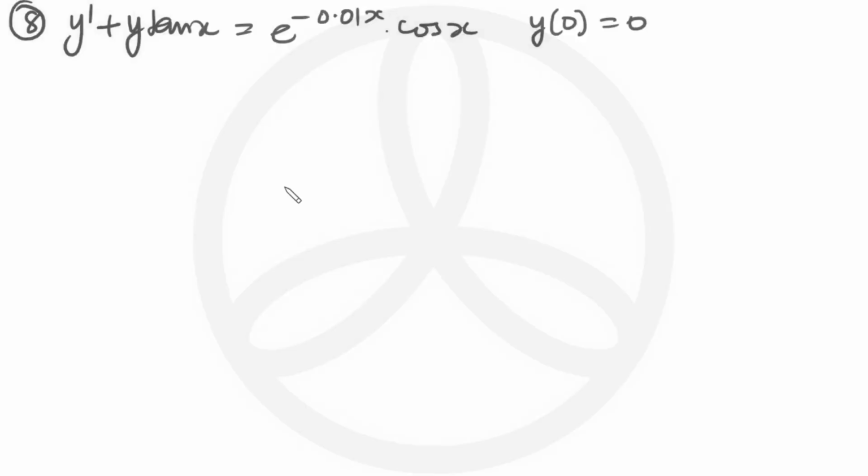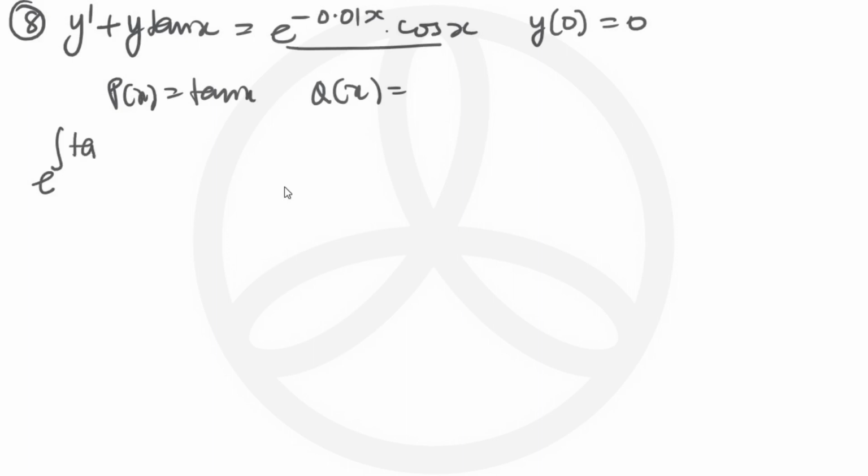So friends, we have come to the next question. This could appear to be very complicated, but it is not that complicated. We have to compare with Bernoulli's equation again, and we find px is given as tan x and qx is given as this expression. I will not rewrite it again. Simply we need to find the integrating factor, which will be e to the power integration of tan x dx, and you know that tan x can be written as sin x by cos x dx.